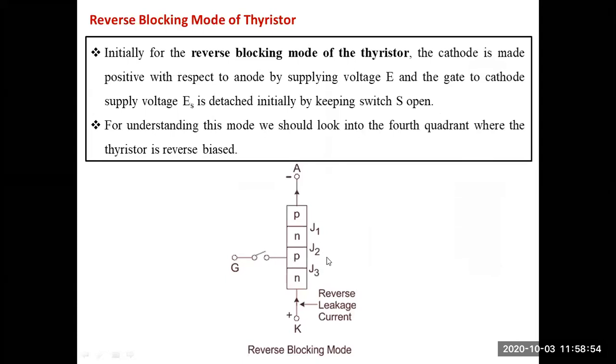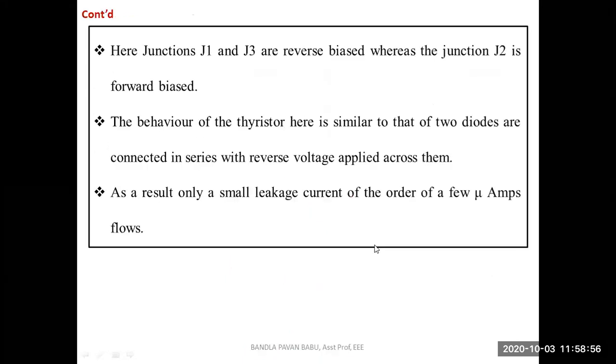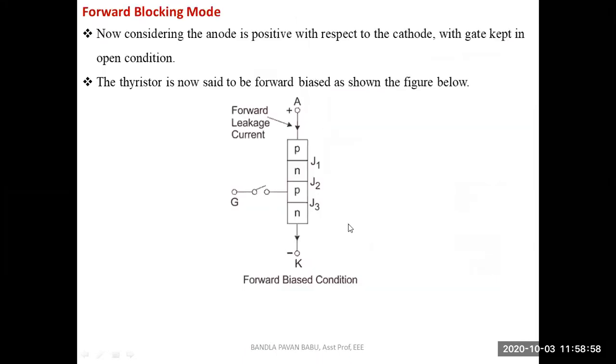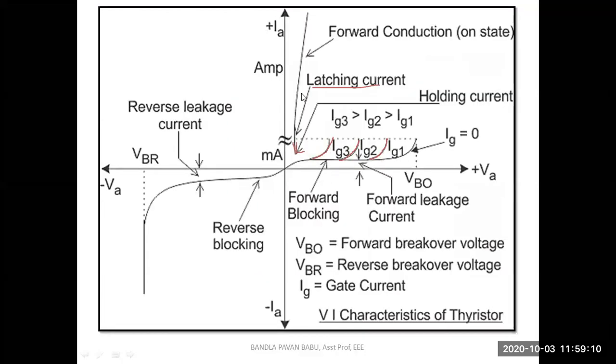J2 comes to the forward biased condition in the forward blocking state. So initially J2 is reverse biased, J1 and J3 are forward biased. With the adding of the gate current, this J2 also comes to the forward biased condition. Then the switch may conduct. So this is called turning on the switch by using the gate current, which is practically mostly preferred.